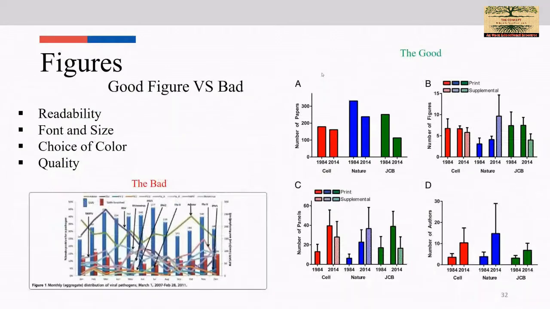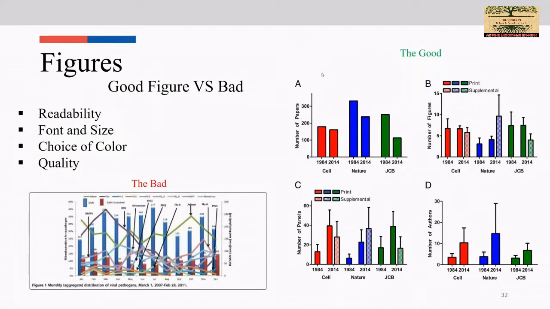Now the most important part is the figure. Keep in mind, if you have good figures in your article, then not only does it increase the acceptance probability, but it also increases the citation probability. So whenever you are preparing figures, it is very important to take great care of them, because the first impression for the reviewer is a figure.